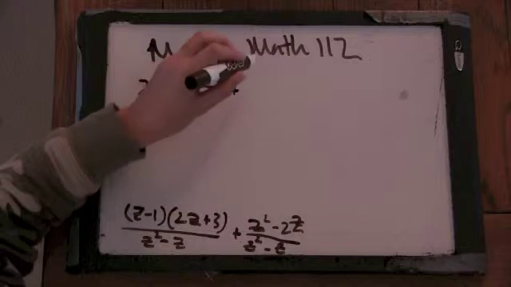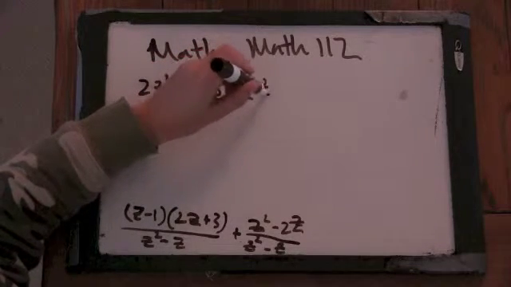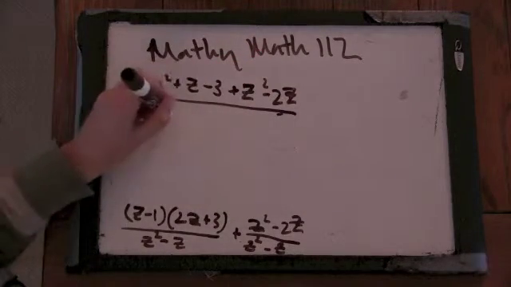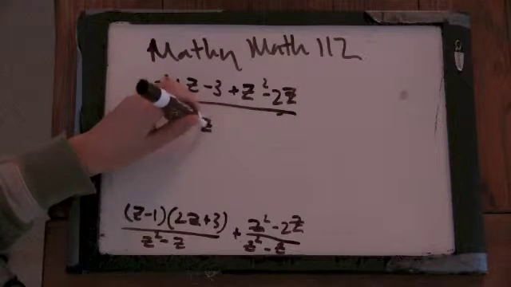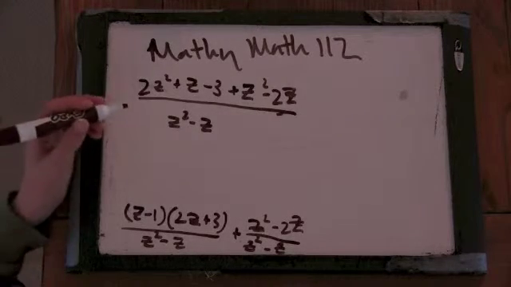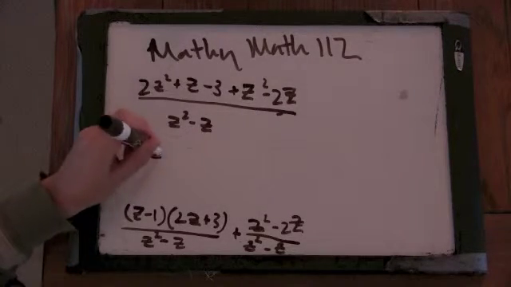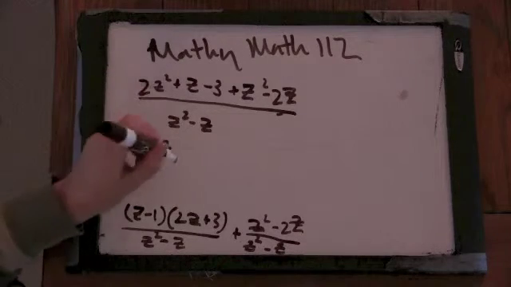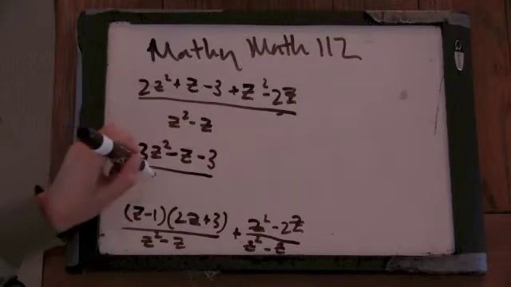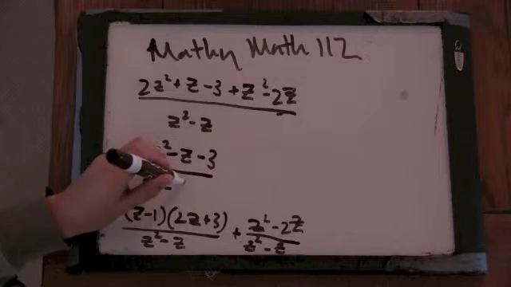And then plus z squared minus 2z, whole thing over z squared minus z. I just noticed that I copied the problem wrong, but this was supposed to be a minus instead of a plus, but it's fine. Just keep going. Then you have 3z squared minus z minus 3 over z squared minus z.